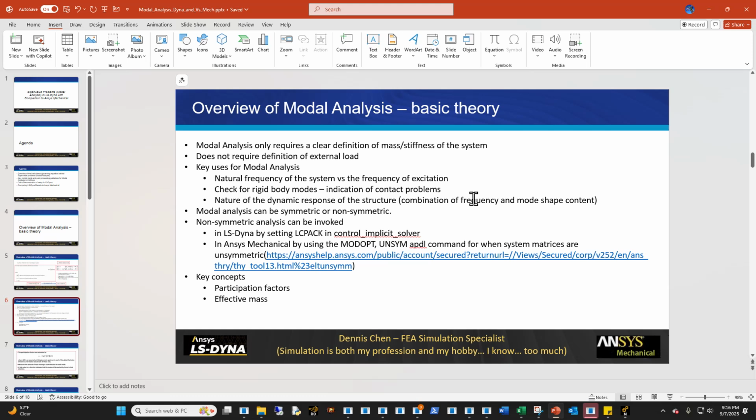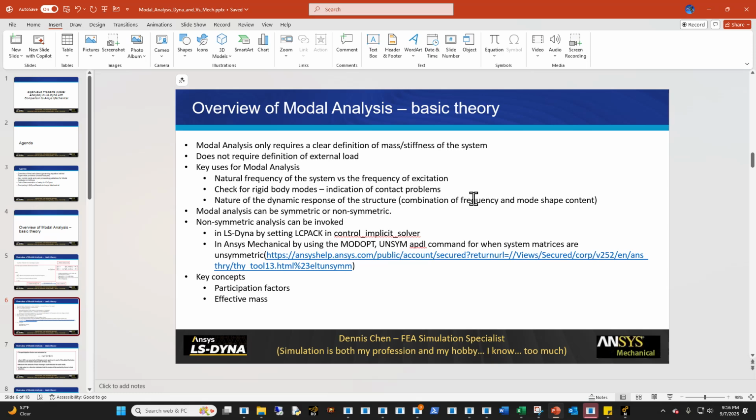Modal analysis can be symmetric, or usually symmetric, but it can also be non-symmetric. If it's a non-symmetric modal analysis, these are the things that you have to take special care with, using different commands. In Dyna, you have to look at the control implicit solver. There's an LCPACK keyword that you have to change. For Ansys Mechanical, what we do is use the MODOPT command to invoke the asymmetric modal analysis.